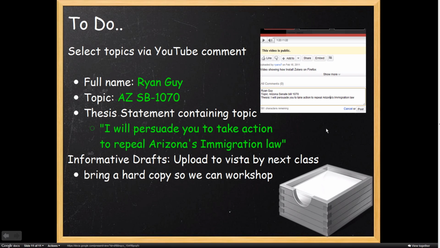If they were choosing to take it from the other side, so the affirmative side, I will persuade you to take action to ensure that Arizona's immigration laws and other laws like it stay in place. I'm fine as long as it's the complete opposite side of the issue, and I'll probably schedule you guys to go on the same day. But other than that, I want you guys to pick significantly different topics. That way we get a wide variety of issues and we don't hear the same stuff over and over again.